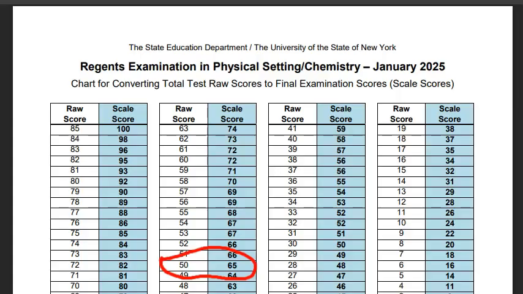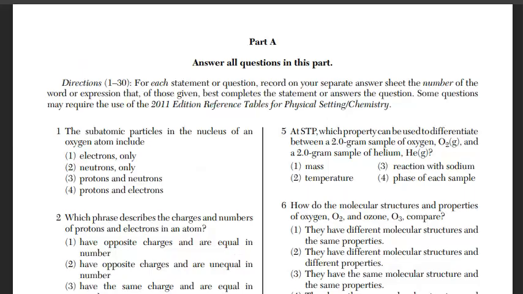Let's take a look. Okay, so starting with the first question here, we're talking about subatomic particles, right? Those are the protons, neutrons, and electrons that are in an atom. But in this case, they want to know what's in the nucleus for an oxygen atom. Well, you have to remember that your protons and your neutrons are in the nucleus and the electrons are on the outside. It's a fact.